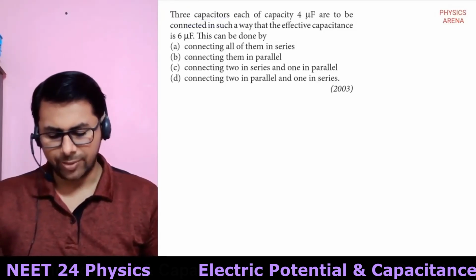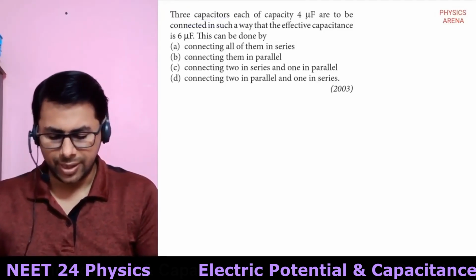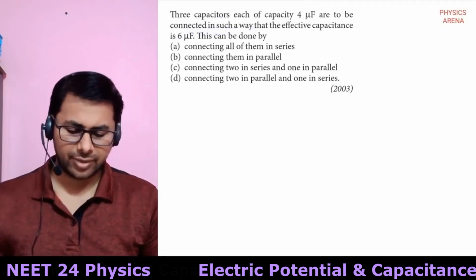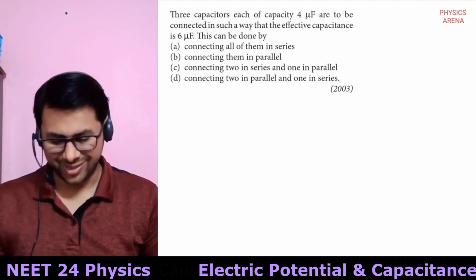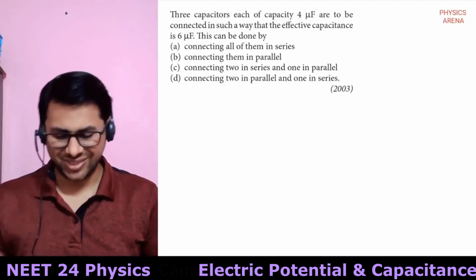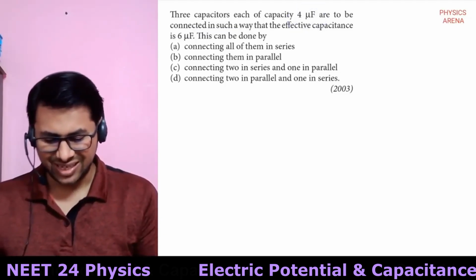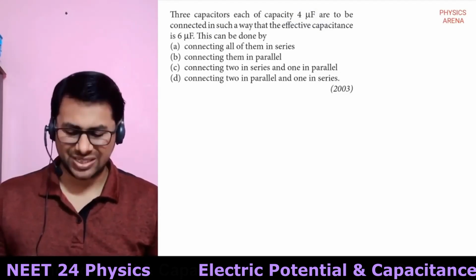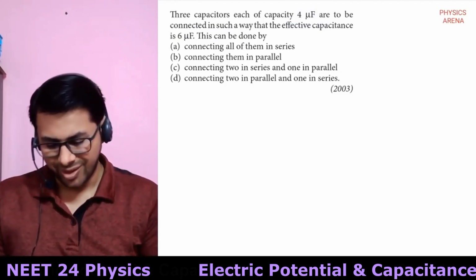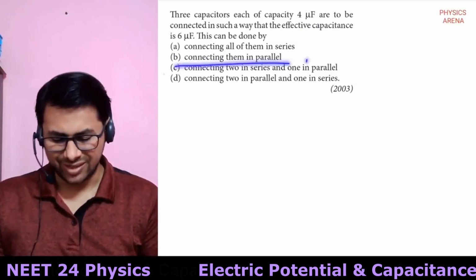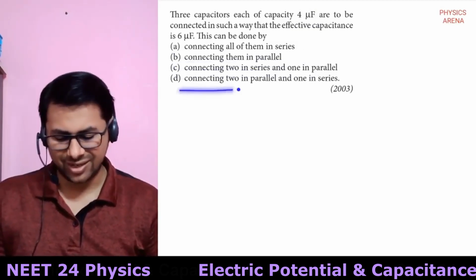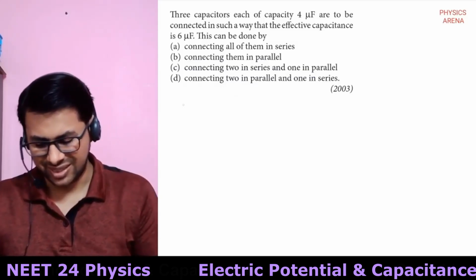Three capacitors, each of capacity 4 microfarad, are to be connected in such a way that the effective capacitance is 6 microfarad. This can be done by: okay, you have three capacitors of 4 microfarad, and you want effective capacitance equal to 6. Connecting all of them in series, connecting them in parallel, connecting two in series and one in parallel, connecting two in parallel and one in series. Tell me.